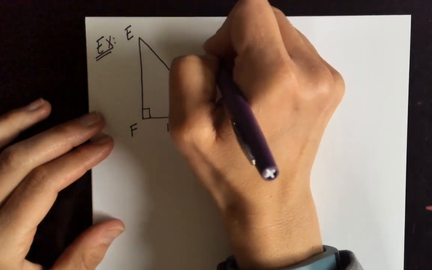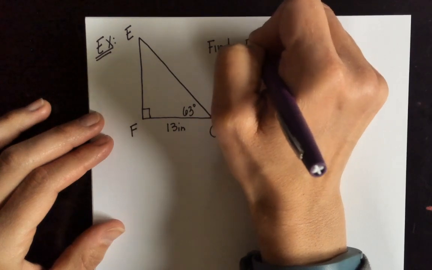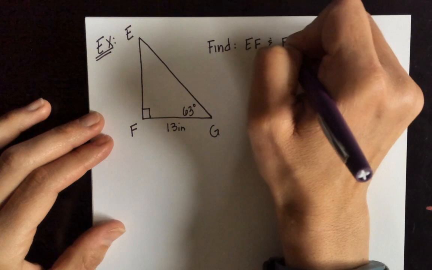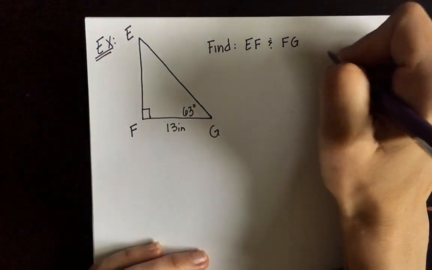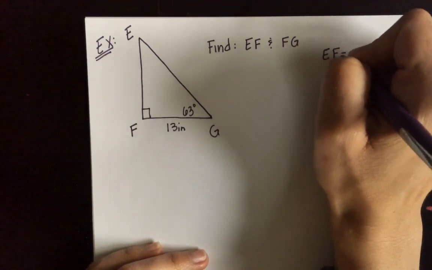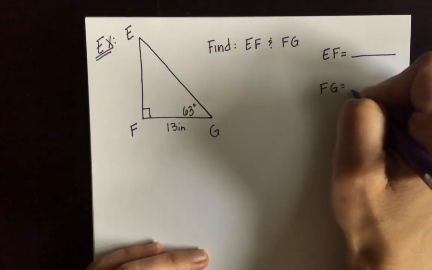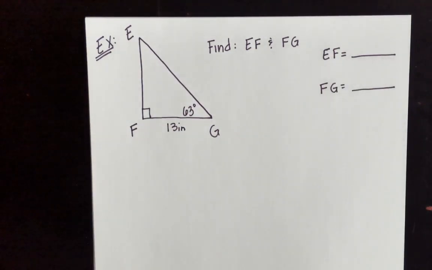And all I ask is find EF and FG. And that's it. EF is going to equal something, and FG is going to equal something. Now I got to figure out how do I solve this.